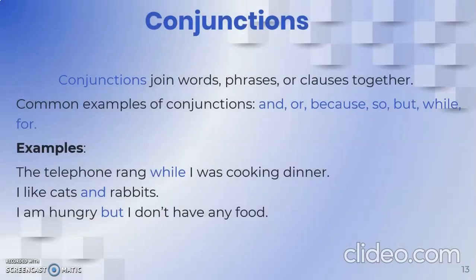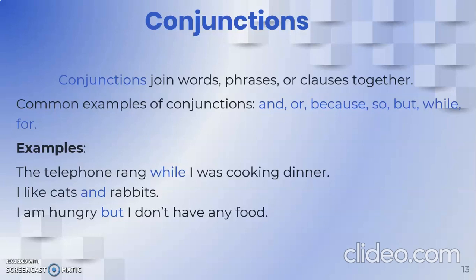Next is conjunctions. Conjunctions join words, phrases, or clauses together. Common examples of conjunctions are and, or, because, so, but, while, for. Actually, the common examples of conjunctions are many, but we use several examples here, and the sentence is: The telephone rang while I was cooking dinner.